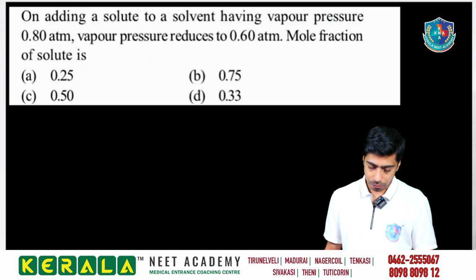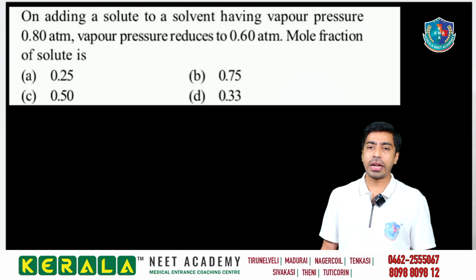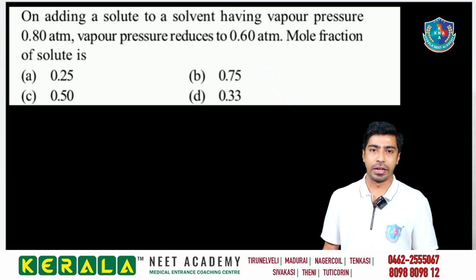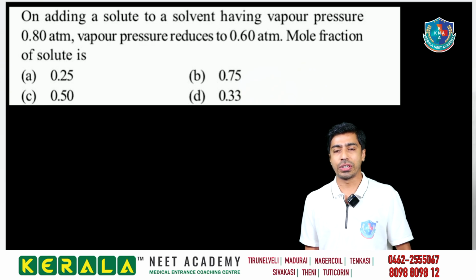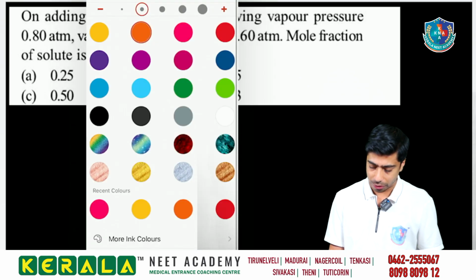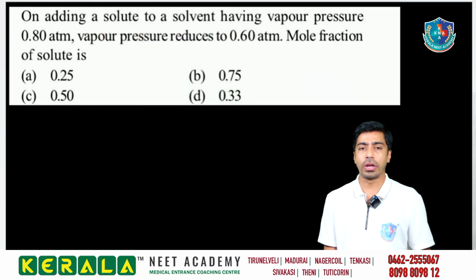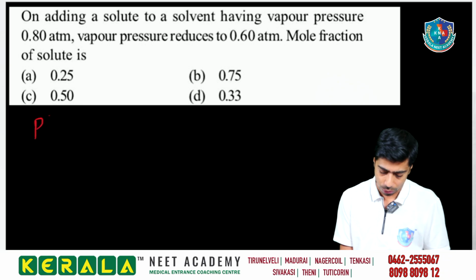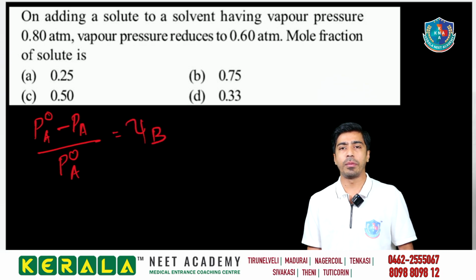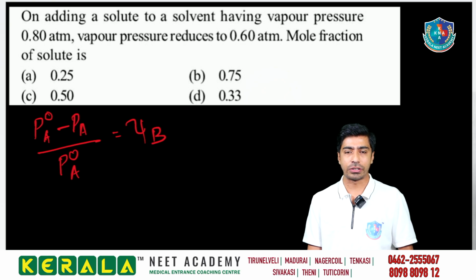Okay. Then, on adding a solute to a solvent having a vapor pressure of 0.8 atm, the vapor pressure reduces to 0.6. Then what is the mole fraction of the solute? So it's a question related to relative lowering of vapor pressure. According to the equation, P0A minus PA divided by P0A is equal to the mole fraction of solute.